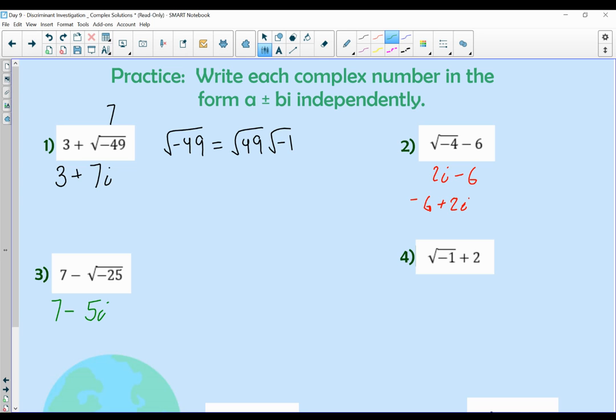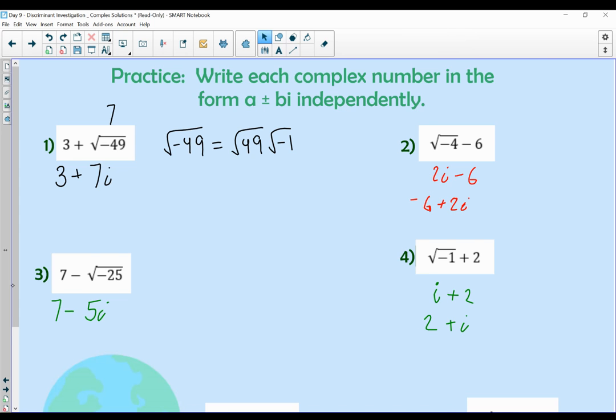All right, and then I come over here. What's the square root of negative 1? Well, we told you that flat out. The square root of negative 1 is i. So this gives me i plus 2. But again, it's not written in the correct order, so I just need to switch it. 2 plus i.